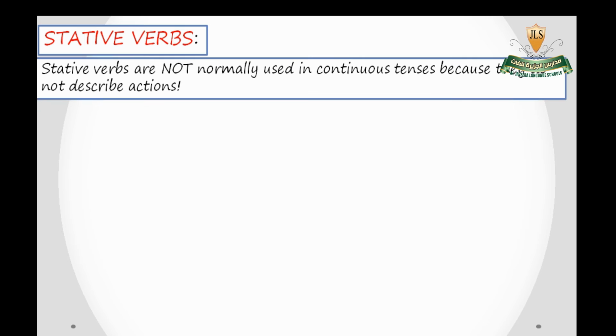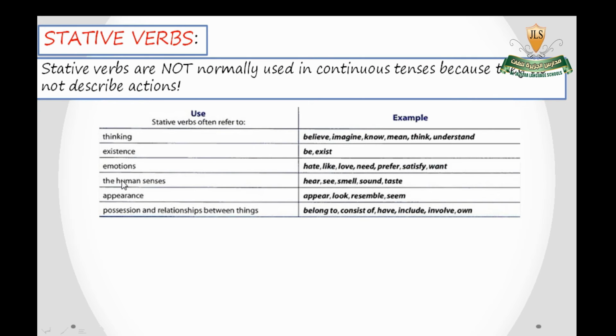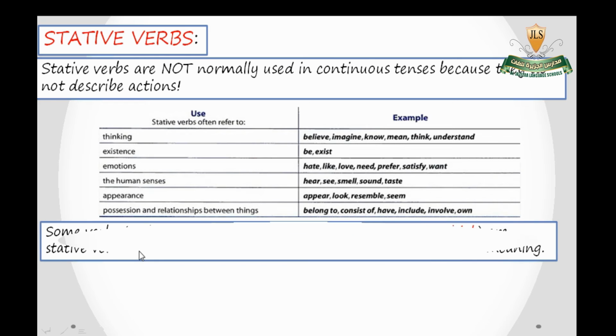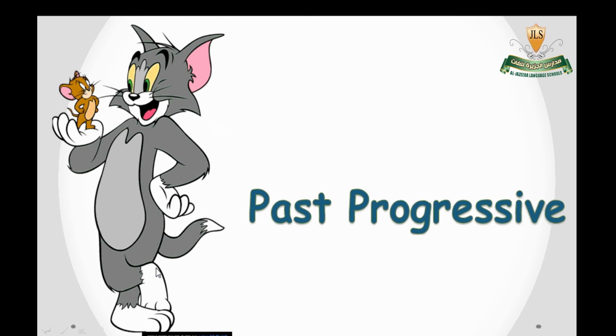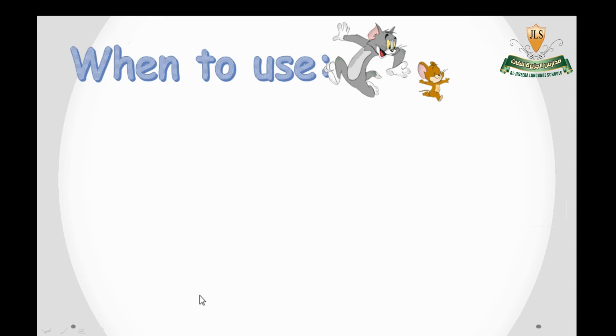Okay, the stative verbs, as I have described before, are thinking, existence, emotions, the human senses, appearance and positions, and relationships between things. These are the stative verbs that I can't use with the continuous tense. Some verbs such as be, have, imagine, look, see, smell, taste, think are stative verbs with one meaning and non-stative verbs with another meaning. I can use them, but in another meaning, which gives me another meaning. Okay? This is the present perfect continuous, and now we are going to explain the past continuous.